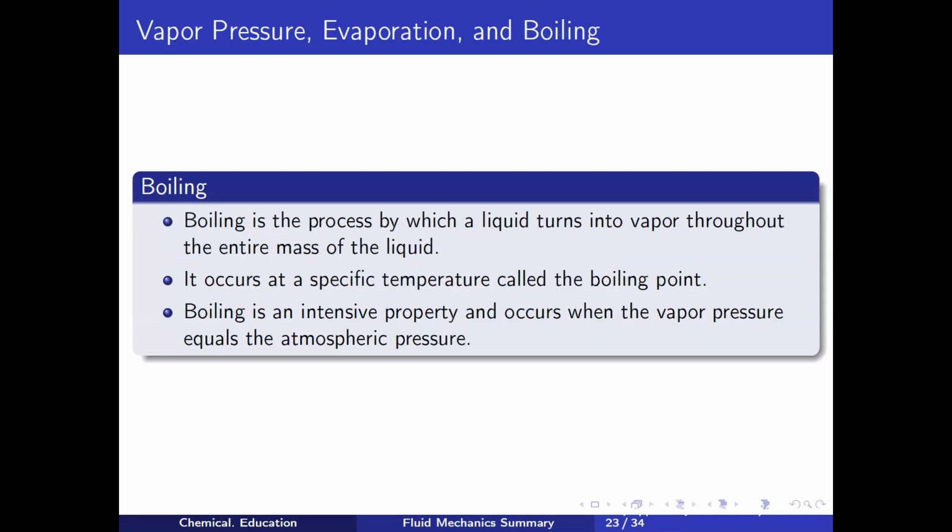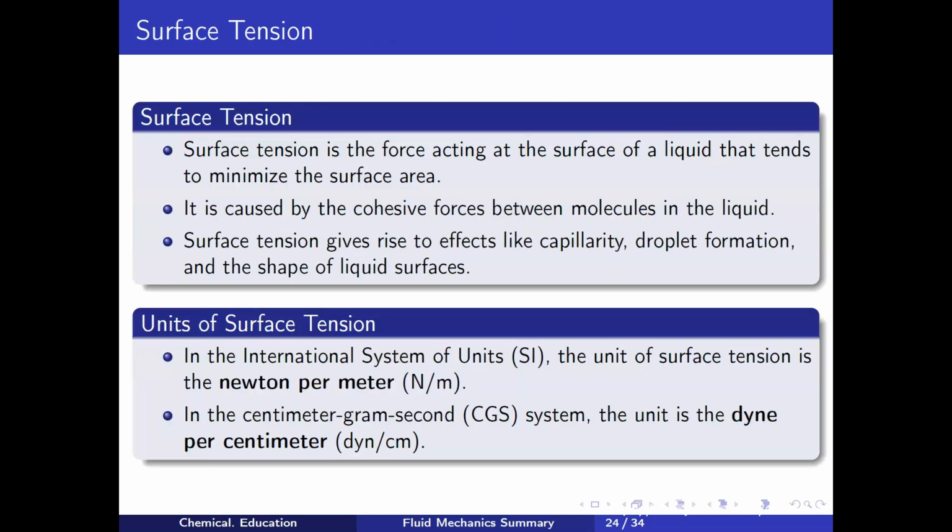Boiling is the process by which a liquid turns into vapor throughout the entire mass of the liquid. It occurs at a specific temperature called the boiling point. Boiling point is an intensive property, and boiling occurs when the vapor pressure equals the atmospheric pressure.